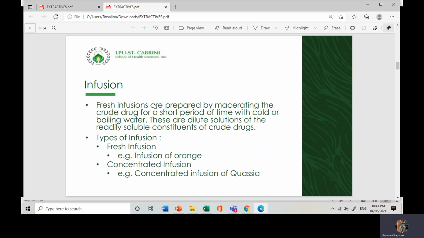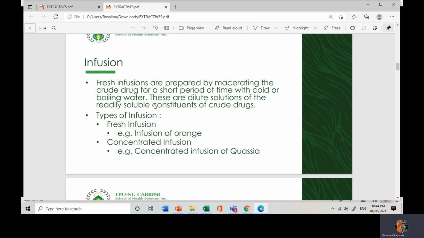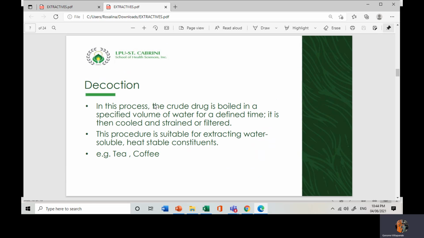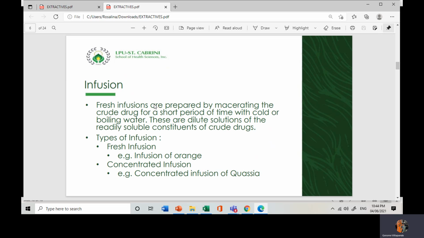First, we identify the infusion. Fresh infusions are prepared by macerating the crude drug for a short period of time with cold water or boiling water. These are dilute solutions of the readily soluble constituents of crude drug. Types of infusion are the fresh infusion and the concentrated infusion. To put it simply, infusion is a short period of time using maceration.